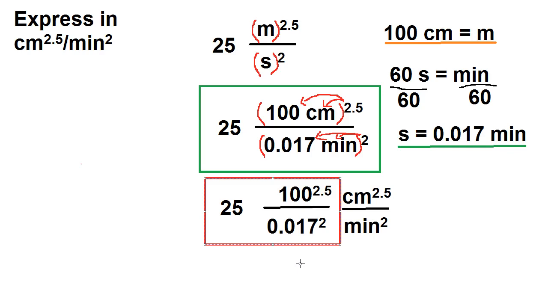So what we can do here is take 25, multiply it by 100 to the power of 2.5, and then divide that by 0.017 to the power of 2. If you type this in on a calculator, it's very quick. You're going to type it in the exact order that you see it here, and it will give you the correct answer immediately. If you've done so, what you should receive is 8.65 thereabouts times 10 to the power of 9.